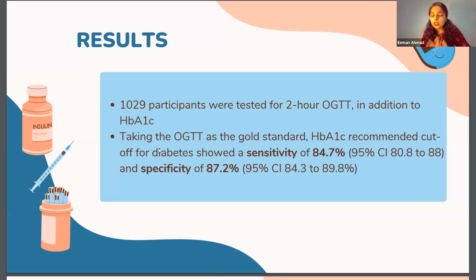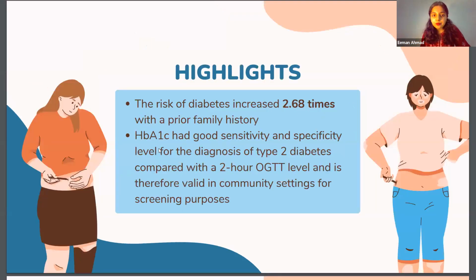Taking the oral glucose tolerance test as the reference, the HbA1c recommended cutoff for diabetes showed sensitivity of 84.7% and specificity of 87.2%. So we can say that it is a pretty good test. Okay, so some of the highlights of the article that we've discussed.